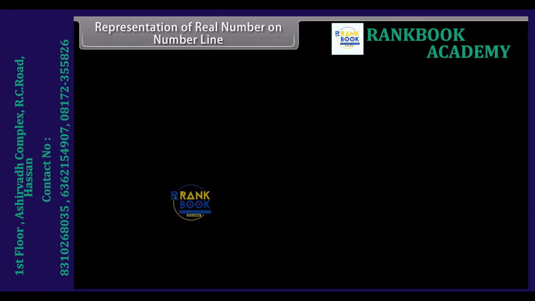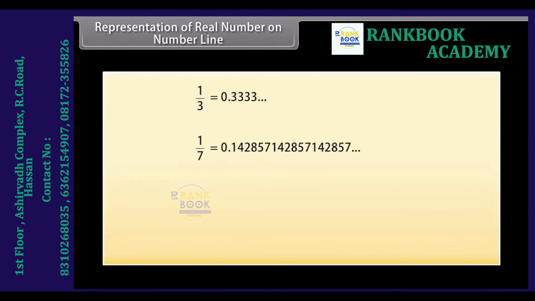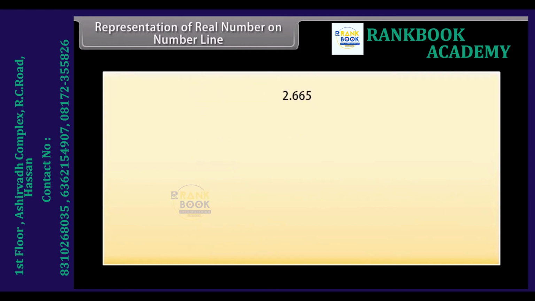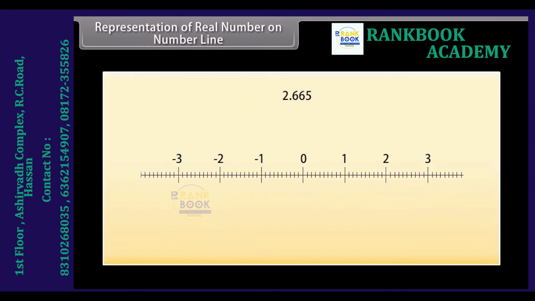Representation of real numbers on the number line. We now know that every real number has a decimal expansion. That decimal expansion helps us to locate it on a number line. Let us locate 2.665 on a number line. We know that it lies somewhere between 2 and 3.